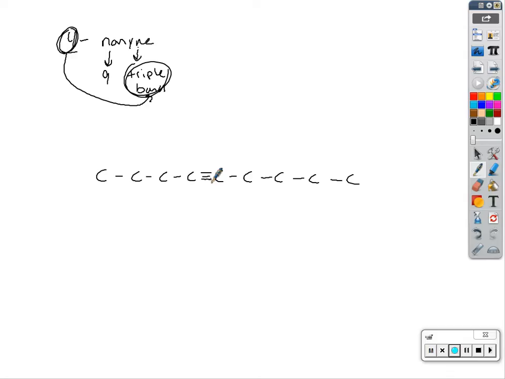Now go back and add in all your hydrogens. Every carbon has to have 4 bonds. This one only has 1, so it needs 3 more. This one has 2, so it needs 2 more. This one has 2, so it needs 2 more. This one already has 3, so 1 here. This one already has 3, so 1 there. This one has 2, needs 2 more. This one has 2, needs 2 more. This one has 2, needs 2 more. This one has 1, needs 3 more.